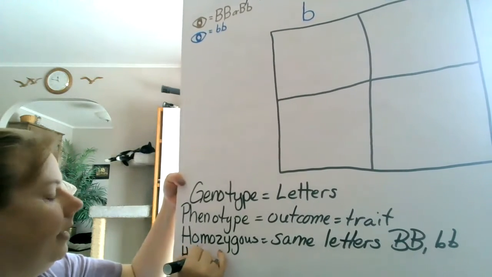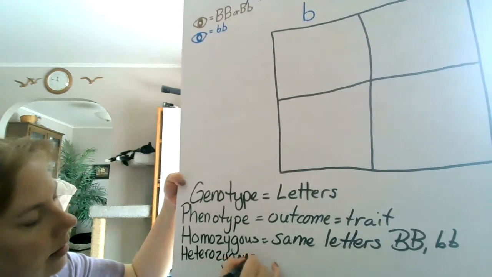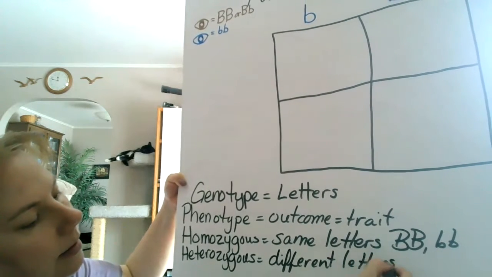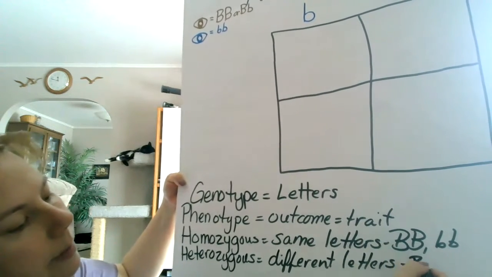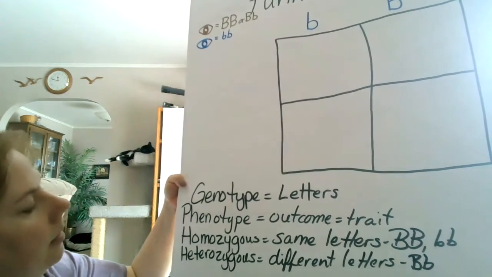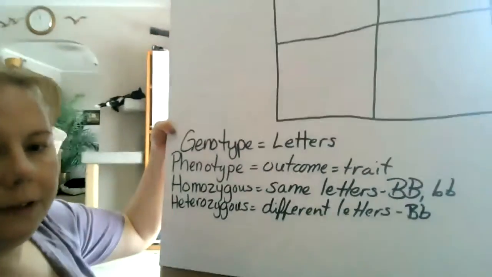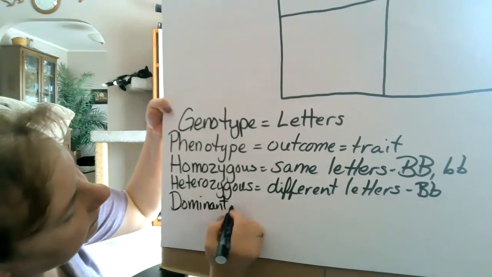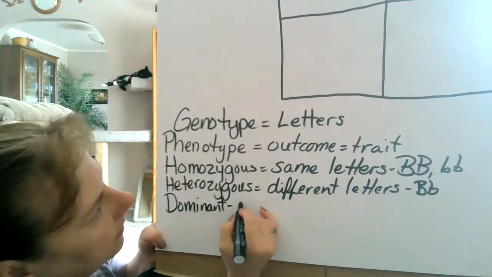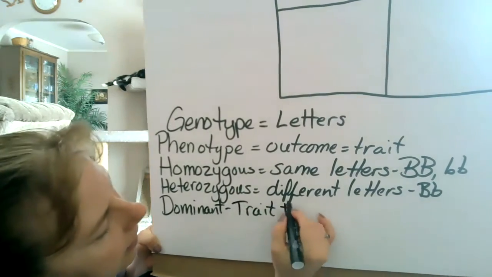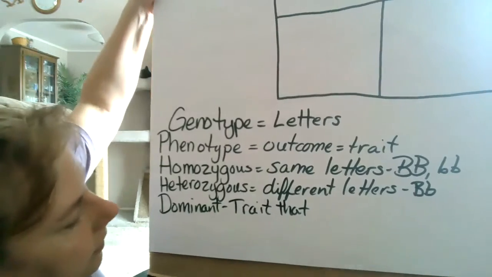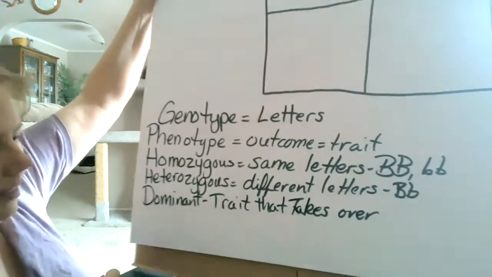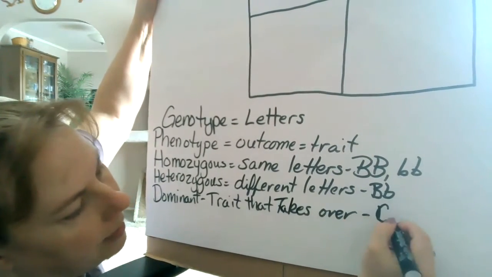Next, we have heterozygous. Hetero means different. And in this case, it's going to be big B, little b. Okay, so while we're here, we're gonna learn a few other little words. We're gonna learn dominant. And it means the trait that takes over. Takes over. And dominant is expressed by the capital letter.